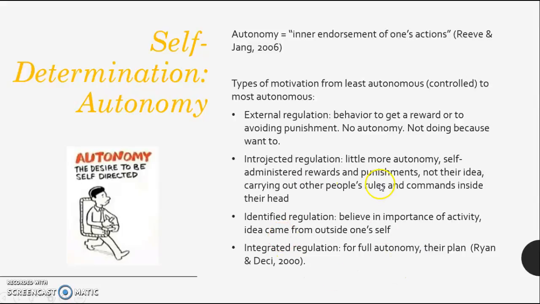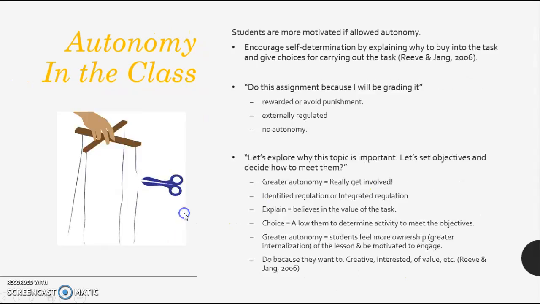So the more autonomous an activity is, the more motivated a student is to get involved. So students are more motivated if allowed autonomy. So we need to encourage self-determination by explaining why to buy into the task, why to buy into the lesson, why to care about the concept, why to get involved, as well as we can encourage motivation by giving choices for how the student can carry out the task.